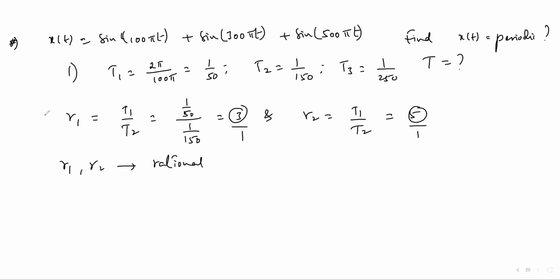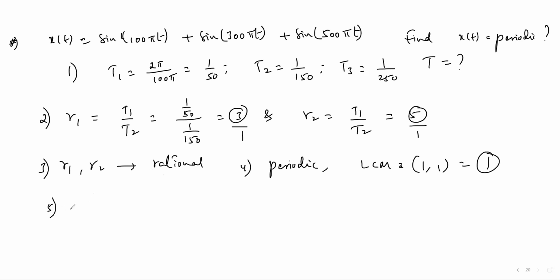We calculate all individual time periods. We find the ratios. The third step, we confirm that ratios are rational. Then in the fourth step, we confirm that this is a periodic signal. Then LCM: both denominators are ones, so LCM of 1 is 1. Since LCM is equal to 1, the time period is equal to LCM into the first time period, that is 1 by 50. So the time period of the given signal x of t is 1 by 50 seconds.